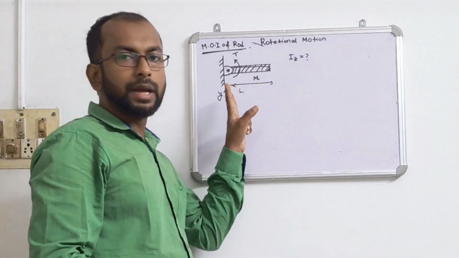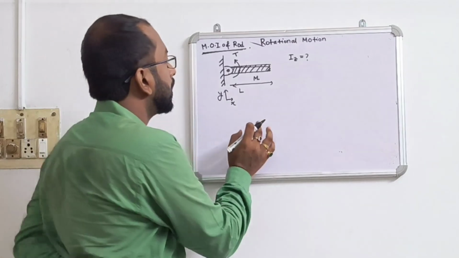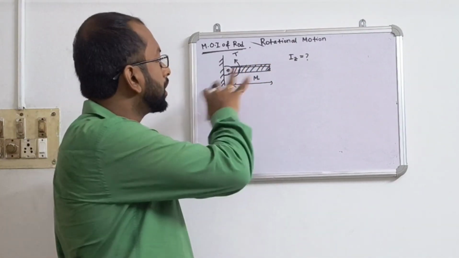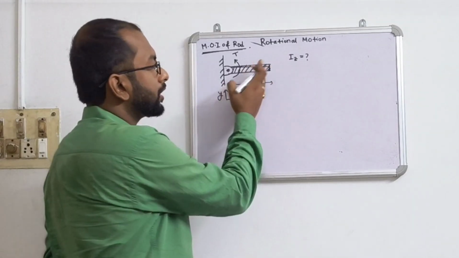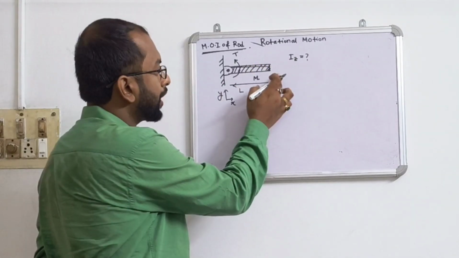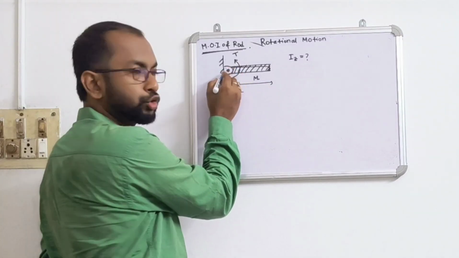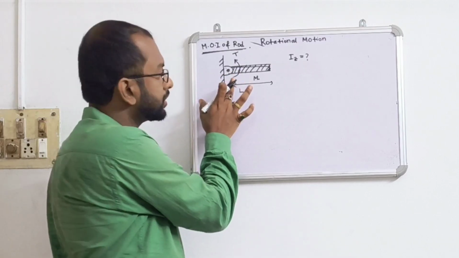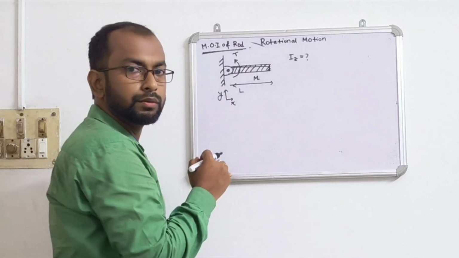Now the rod mass is capital M and the rod length is L. Now see, this is not a discrete system. This is a continuous system. So this point, the extreme end of the rod, is located at L distance. This point, which is very close to the pivot point or the axis of rotation, is at 0 distance from the center. So that distance is 0.